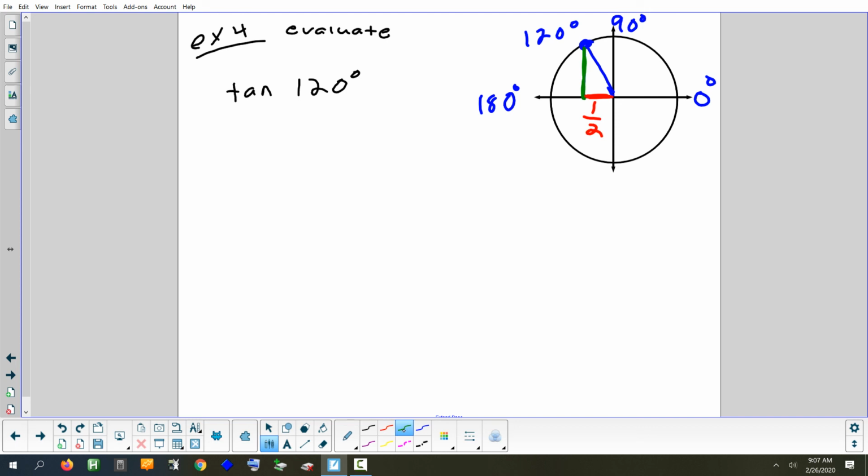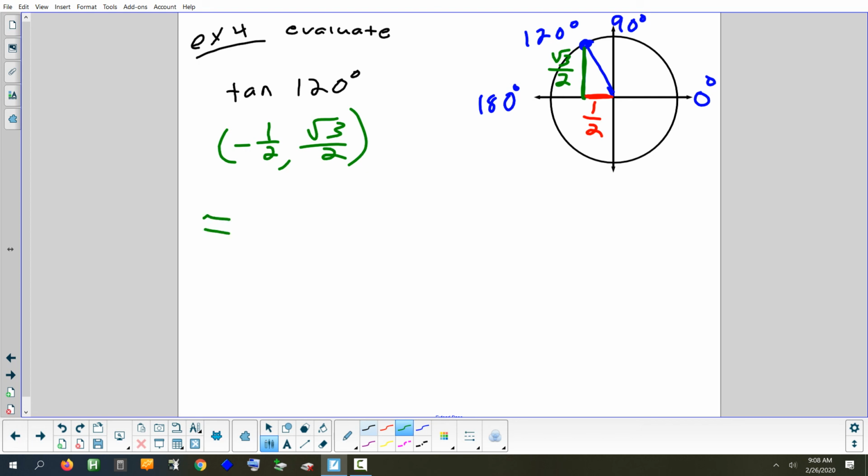And the long side? Root 3 over 2. So my x value is the red one. That's the short one. My y value is the long one. That's the green one. So we just got to make sure we get the signs right. So what would be my coordinate for 120? A negative 1/2, square root of 3 over 2. Right. So we've got the coordinate.